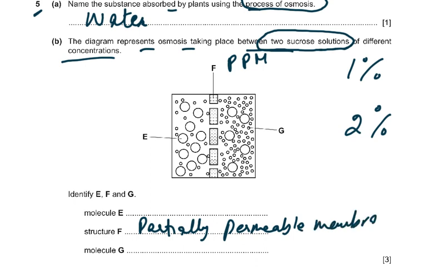Now, how are you going to decide which one is what? So what do you think is E? Now you have to decide between E and G. Either E was sucrose or E was water, or G was sucrose or G was water. Now I was thinking E: sucrose is a larger molecule, it's a disaccharide. Water is a smaller molecule. So that is how I figured this out, and I said, okay, E is sucrose and G would be water. So they told you that there's a partially permeable membrane, and they told you that there are two sucrose solutions, so 1% and 2%.